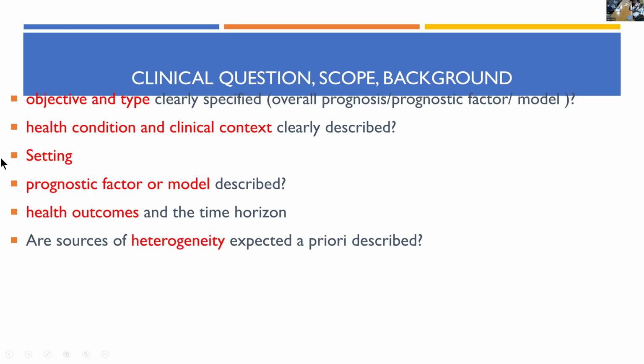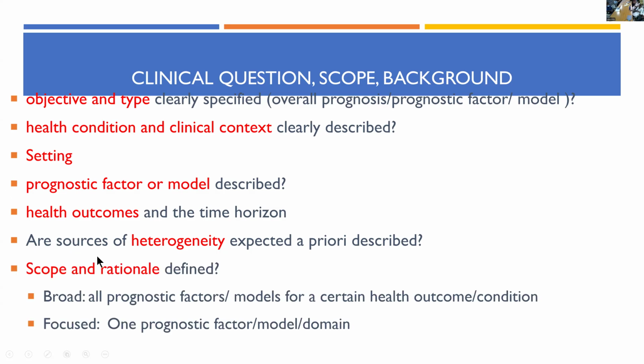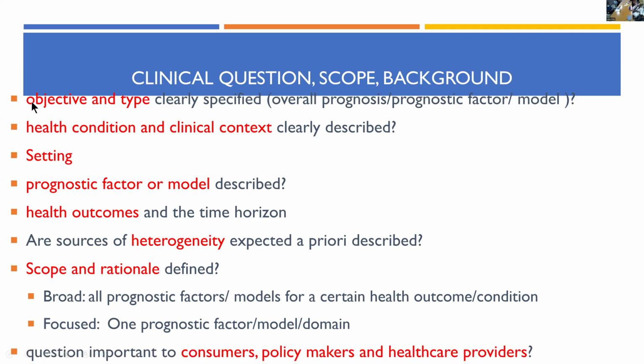They look at heterogeneity. Heterogeneity means, why can one study find something and another study find something different? What is the scope and rationale? Was it a broad question, like a prognostic factor, or is it a focused question? One single factor, sex, predicting the outcome in patients with disease A. And is it an important question for policy makers and healthcare providers? Or is it some topic which is very esoteric, which very few people in the world will actually be interested in in this systematic review?